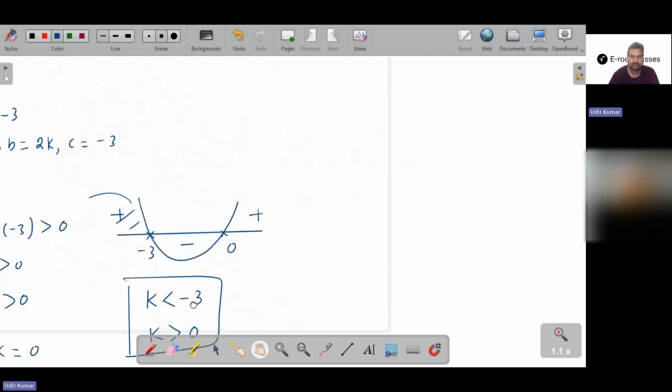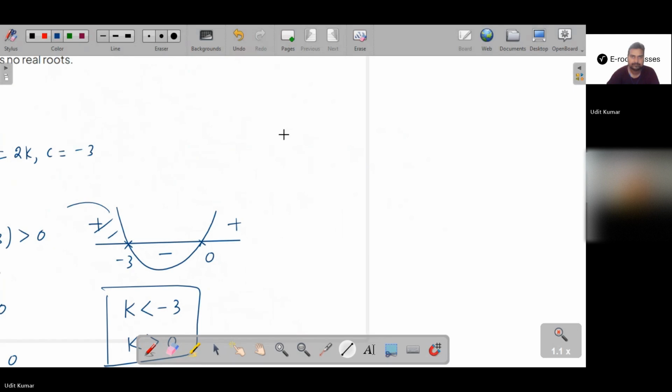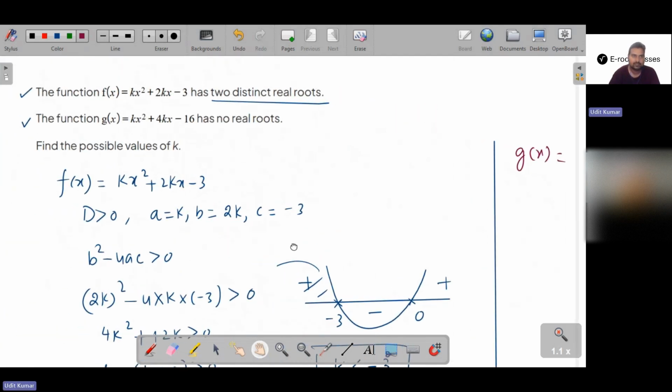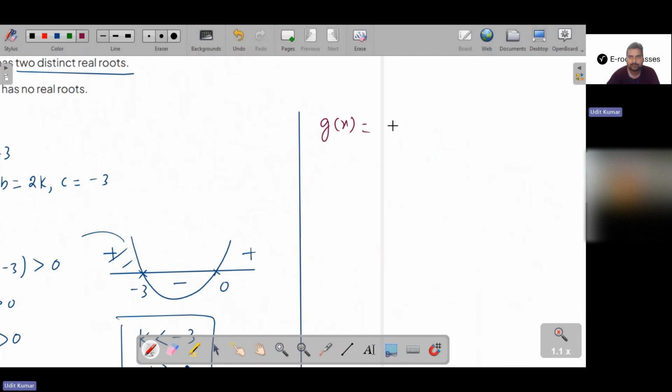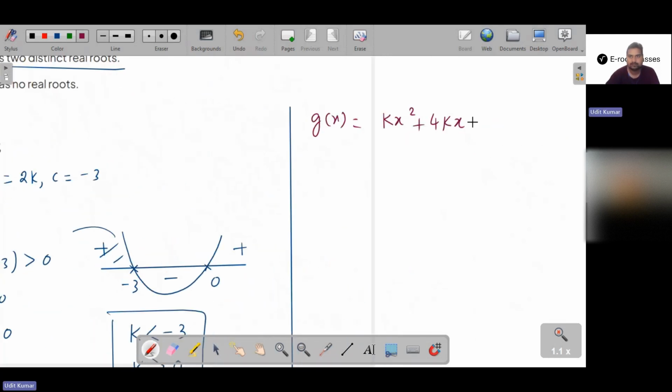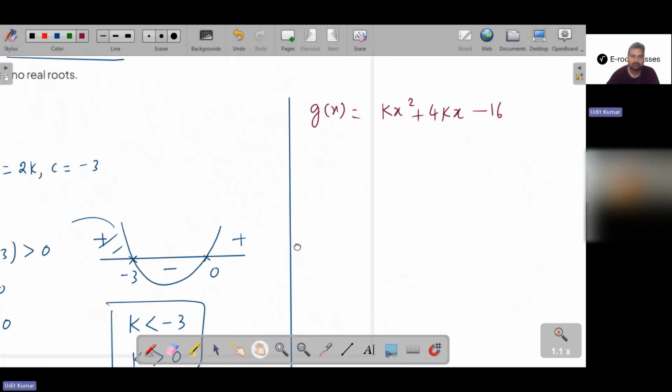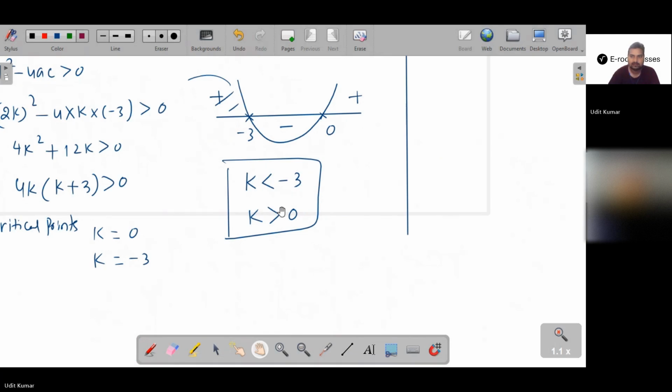Now what about g(x)? Now let's solve g(x). g(x) is given to you as kx squared plus 4kx minus 16. This value you got right for f(x)? Okay.